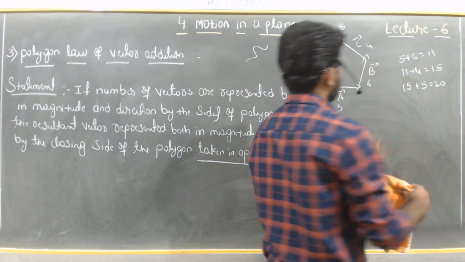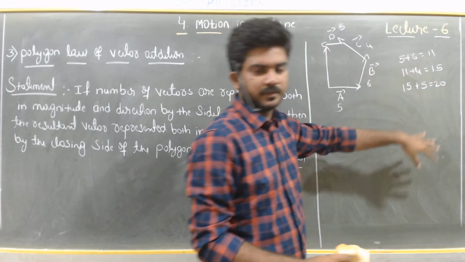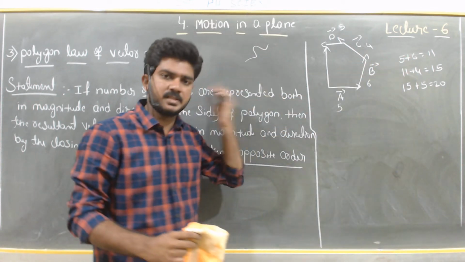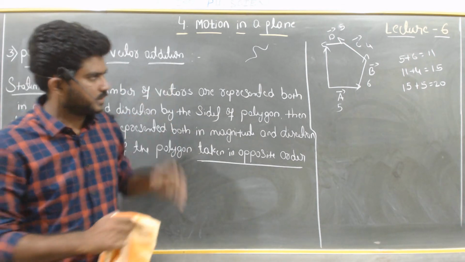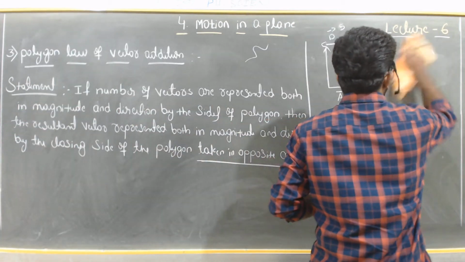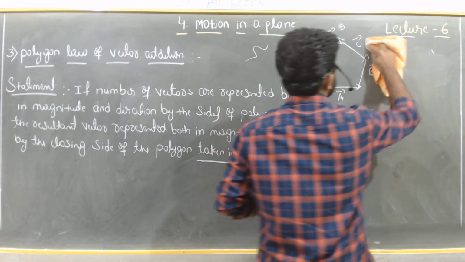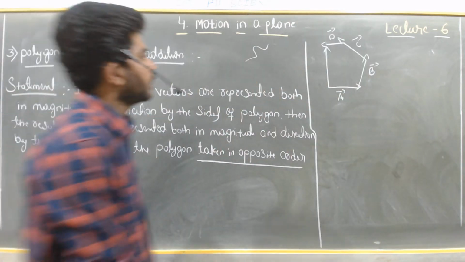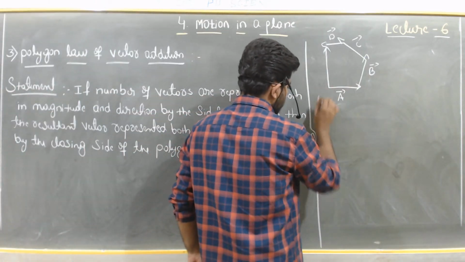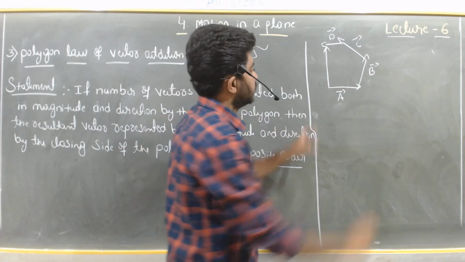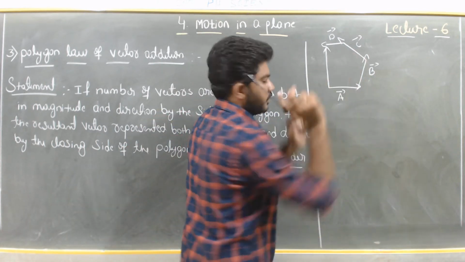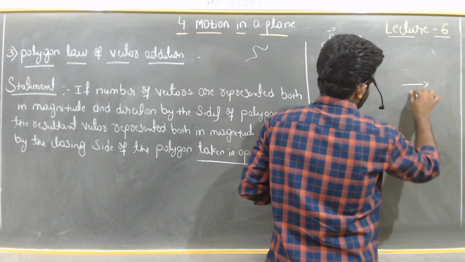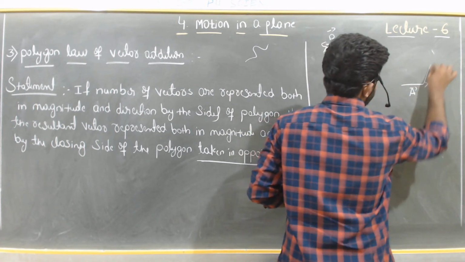But we cannot add directly 5 plus 6 is 11, 11 plus 4 is 15. That is about numbers. But here we have vectors. So to add the vectors, there are specific methods, right? In that manner we are going to add all the vectors. See here. Now suppose I want to add vector A and vector B. Vector A separately I will take here. See, vector A was like this and vector B is like this.